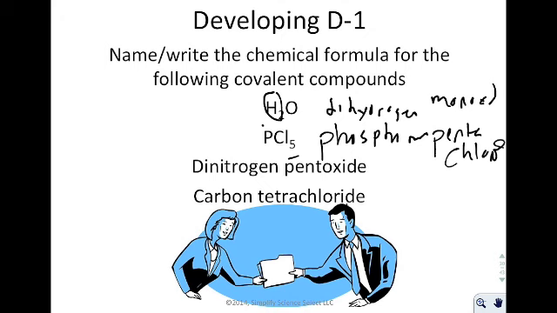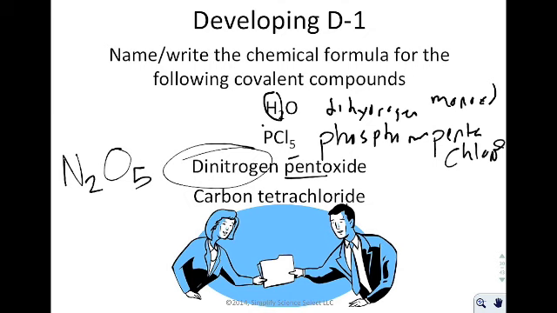Okay, then you have dinitrogen pentoxide. Dinitrogen means N2. Penta means O5. Finally, you see carbon. Just write carbon. There's only one of them because there's no prefix with it. And then tetra means 4. And then chloride means Cl. So you should be able to name or write the chemical formula for any sort of covalent compound.